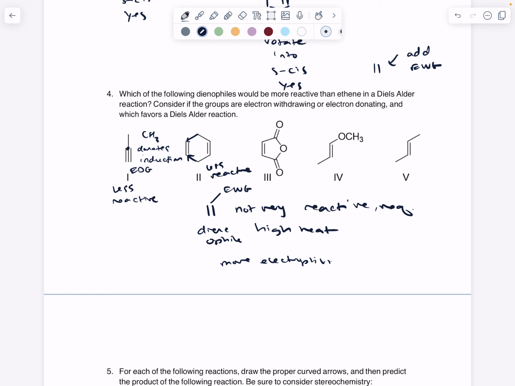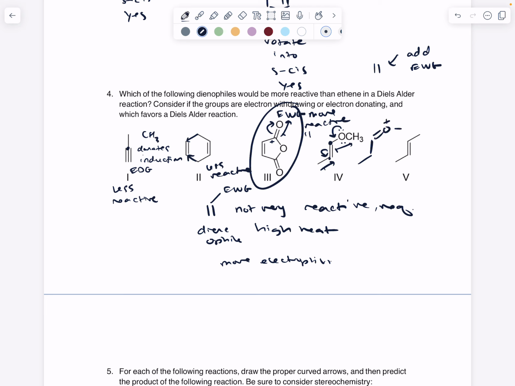Now this has an oxygen, which is electronegative and can pull electrons away, and there is a resonance structure where this is a full positive. So because of that, I would say this is an electron withdrawing group, and so this is a good option that's more reactive in a Diels-Alder than ethene. This one's kind of tricky. This CH3 donates electron density through the inductive effect, but this oxygen is going to be electronegative, except it does have a resonance structure where it donates electron density.